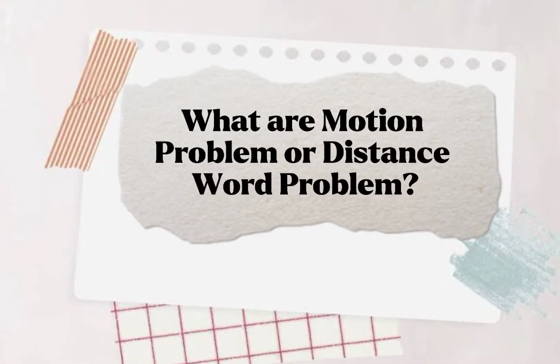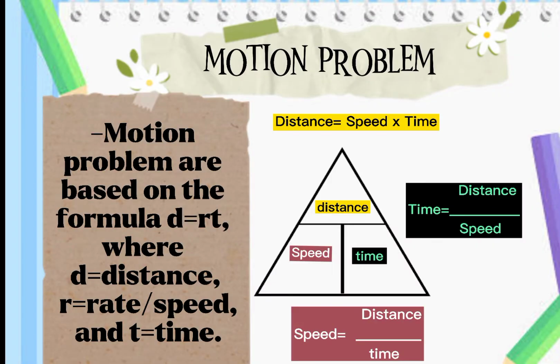What are motion problems or distance word problems? Motion problems are based on the formula D equals R times T, where D is the distance, R is equal to rate or speed, and T is equal to time. As you can see, makikita natin diyan sa gilid yung pyramid. So let's consider each color as yung hinahanap natin.